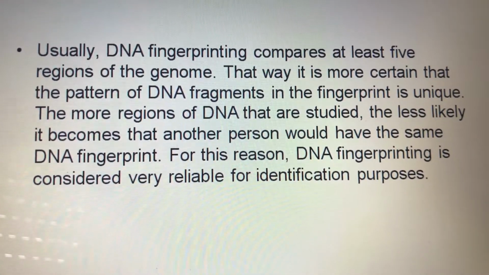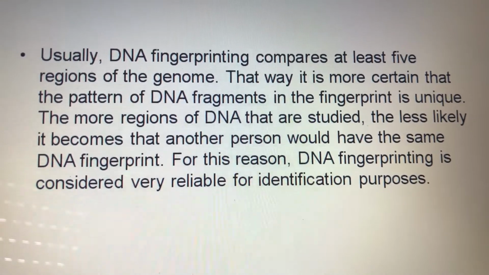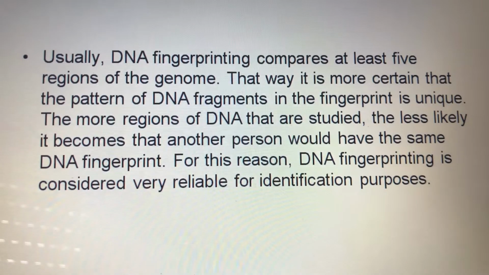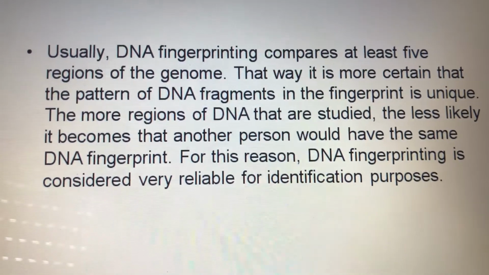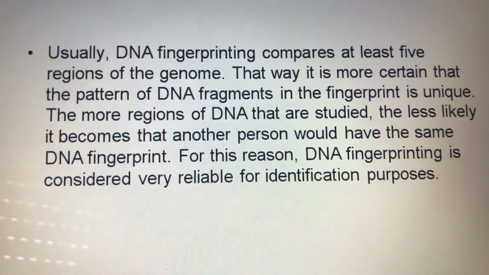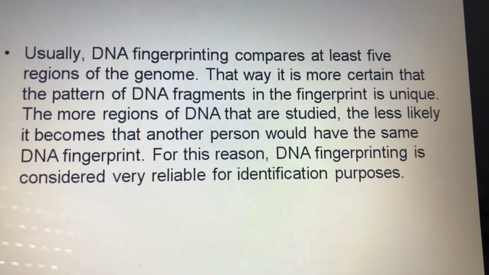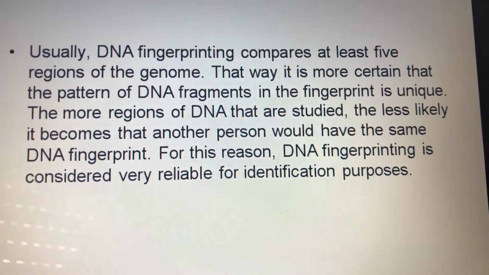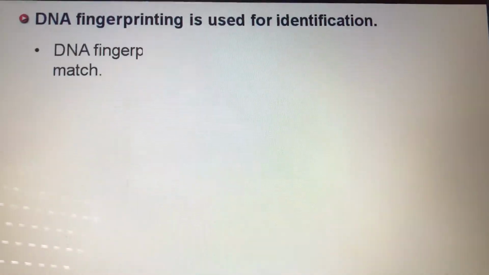So DNA fingerprinting compares at least 5 regions of the genome. That's why it is more certain that the pattern of DNA fragments in the fingerprint is unique. Now, the more regions of DNA that are studied, the less likely it becomes that another person would have the same DNA. For this reason, DNA fingerprint is considered very reliable to identify persons.